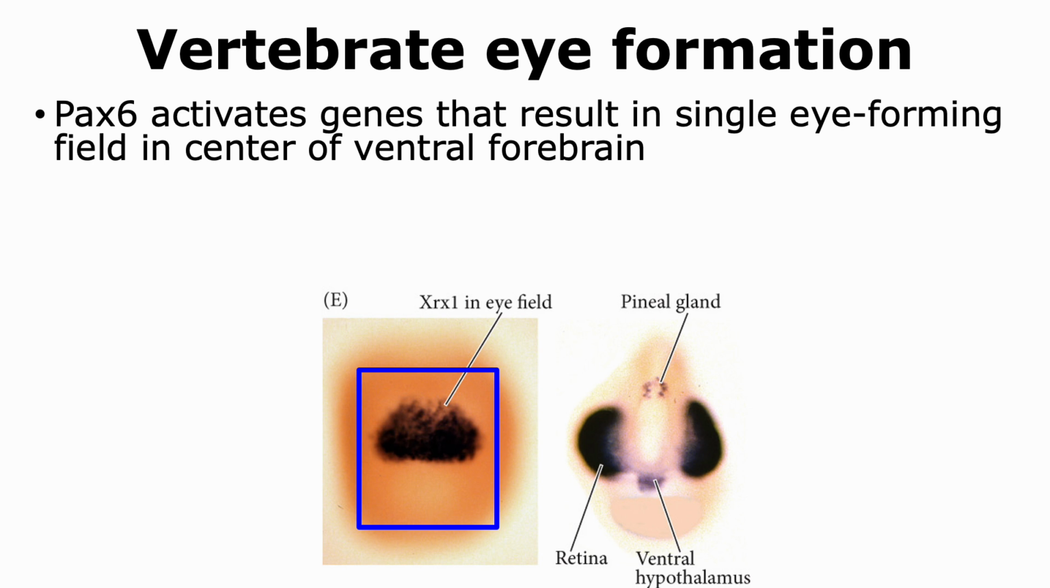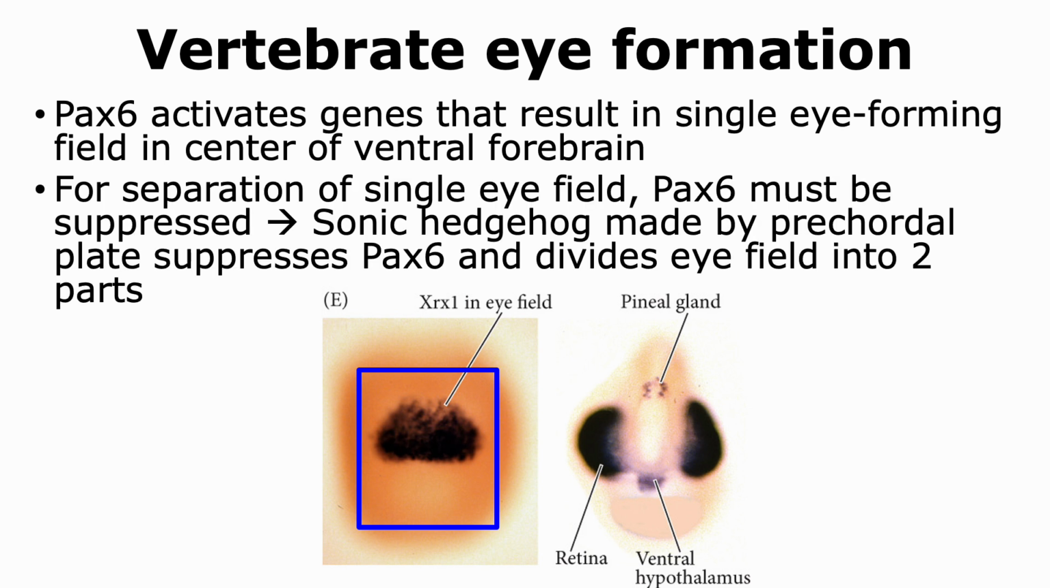However, we all know that we have two eyes, and so for the two eyes to form, that eye field has to split into two parts. So for separation of the single eye field into its two parts, PAX6 must be suppressed. So PAX6 is involved in forming the eye field, but for the separation of the eye field, PAX6 activity is actually detrimental. This is where sonic hedgehog comes in.